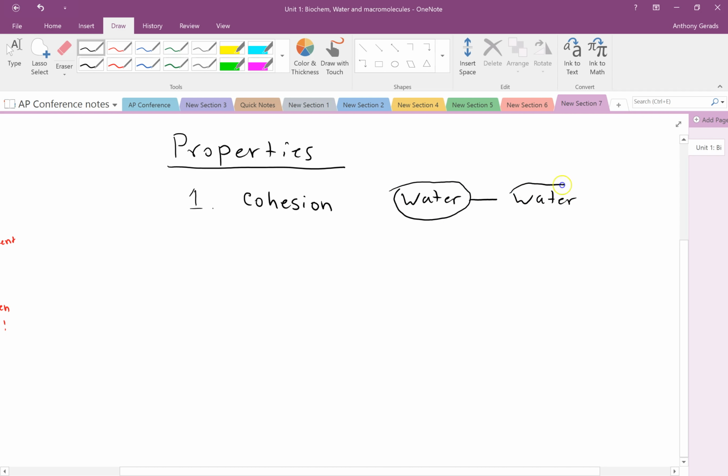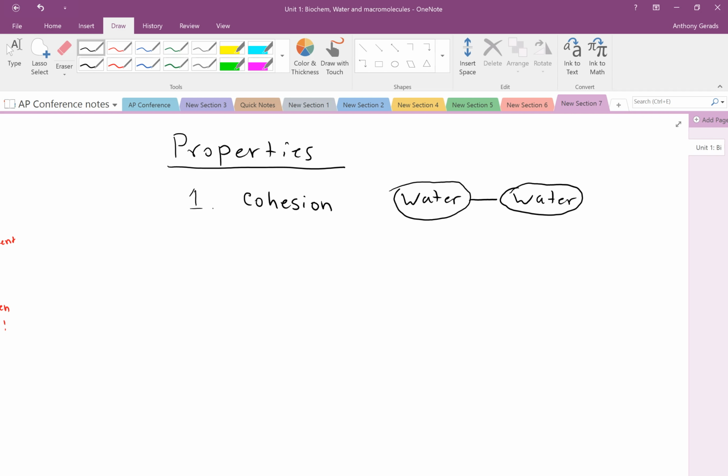So water bound to other water. And you don't have to write it exactly like I do. You can write water to water. You can do whatever makes your little heart happy. Okay. So water is bound to other water, because remember we said water is polar, so it likes other polar things, especially water. So it's going to form a little bond between that.